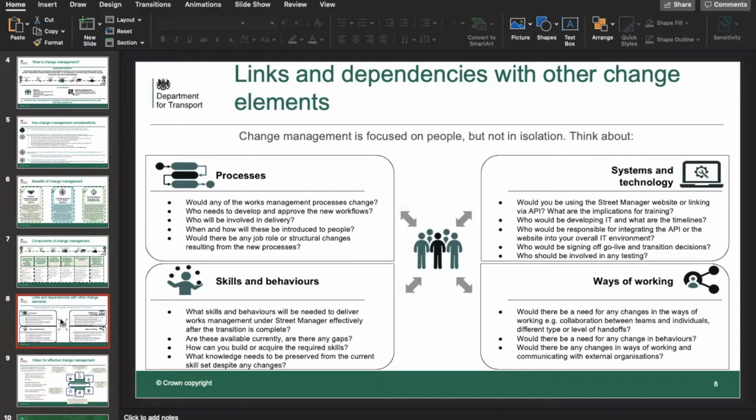Going back to what I mentioned in the key change management consideration slides, these are the 4 areas that we have outlined a few Street Manager related questions for each to give you a bit of an idea of what sorts of things you should be asking yourself. It's really important to make sure you don't just focus on one, otherwise the transition will fail. For example, if you're looking at processes, you want to be asking yourself questions like, would any of the works management processes change? If you're asking yourself about ways of working, you would ask questions like, would there be a need for any change in behaviours?